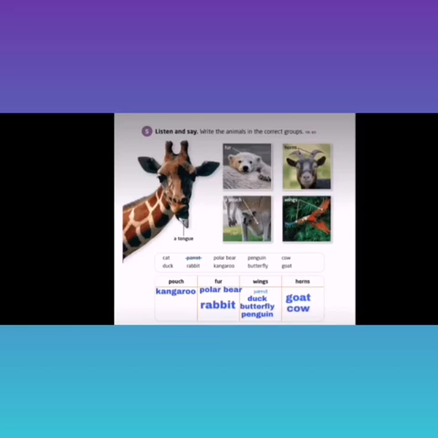Okay? And the last column, horns. Animals that have horns. We have a goat and a cow. Tenemos la cabra y la vaca. Okay? Check your answers, please. If you have a mistake, correct. Si tienen algún error, hay que corregirlo, ¿de acuerdo? And we're going to continue with exercise 6. Let's continue with exercise 6.